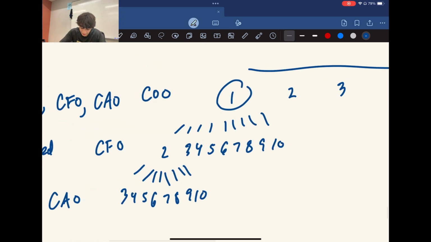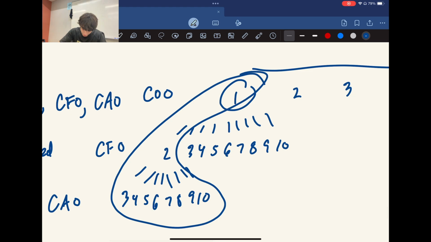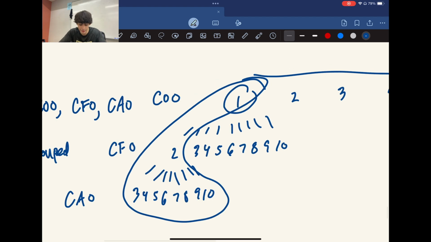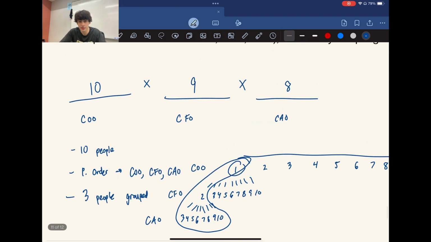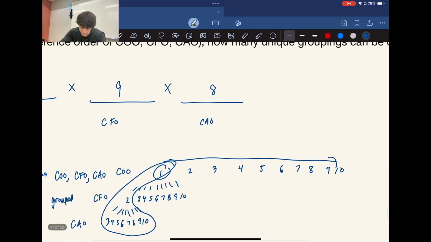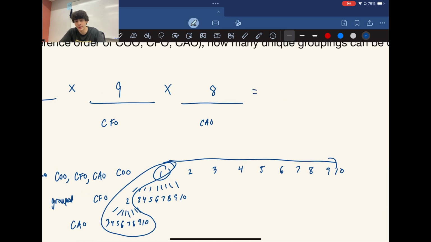But this right here is only one way that the 3 positions could be given out, and there are a lot of ways that these 3 positions could be given out. The way that we calculate this is just by multiplication. These are independent events, which means you can multiply them by each other to find the total number of different ways that these positions could be grouped, and the result of this multiplication is that there are 720 different ways that these positions could be given out.